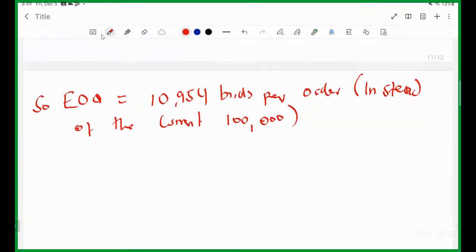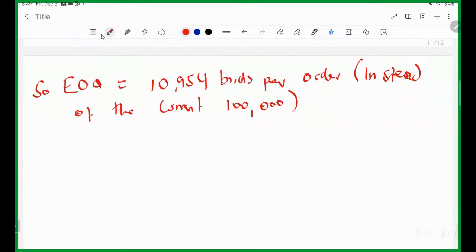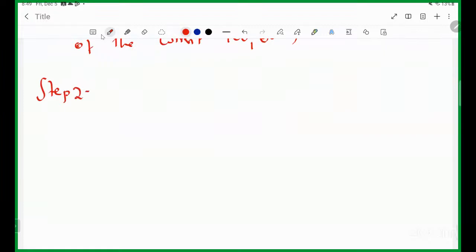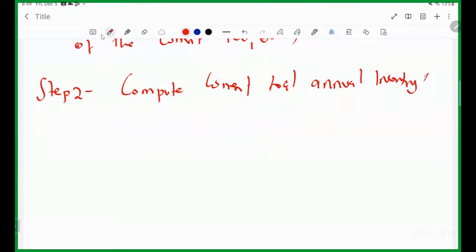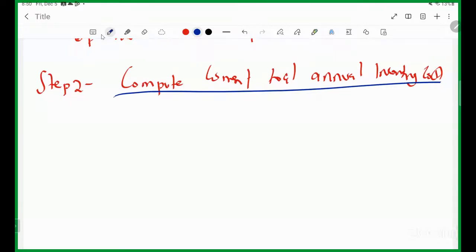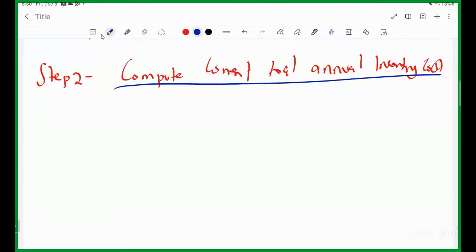Step 2, you compute the current total annual inventory cost. And you go and put it there for him to see. That step 2, I'm going to compute the current total annual inventory cost. Underline. There are two components, the annual ordering and the annual holding. And you tell him that there are two components.